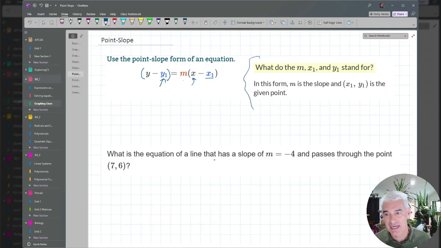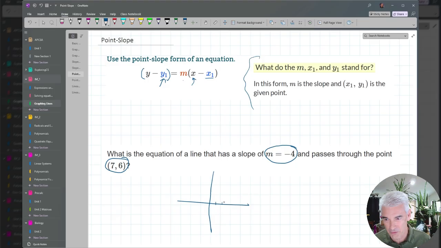What is the equation of a line that has a slope of -4 and passes through the point (7, 6)? Well, if I were to use slope-intercept form, it would be quite a bit of algebra. Not a ton, but quite a bit. So it's quicker to write the equation when they give me the slope and a point. They tell me it goes through (7, 6). So let me make a quick sketch.